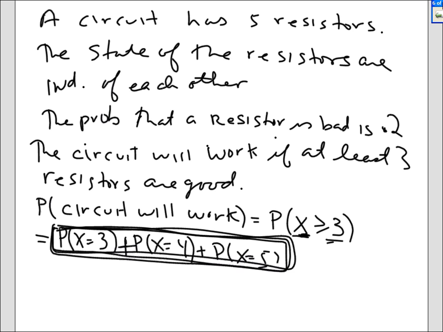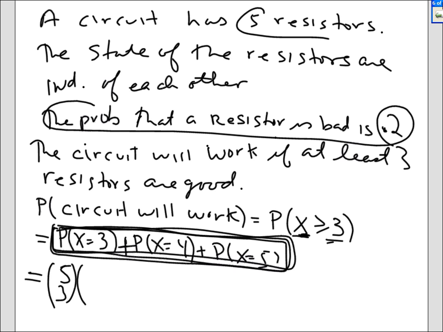Okay, the probability that x is exactly 3. There are 5 resistors, and we want to choose 3 of them to be good. I know the answer, I just want to show you where I get it from. The probability of bad is 0.2, so the probability of good is 0.8. We want 3 good, and we want 2 bad. 3 plus 2 add up to the 5.